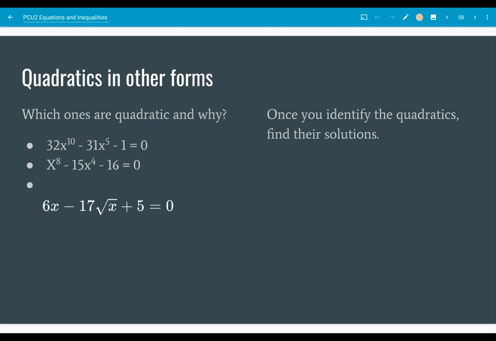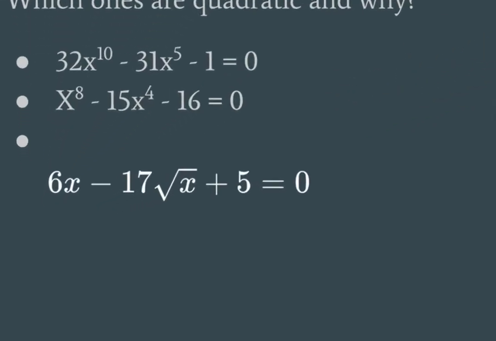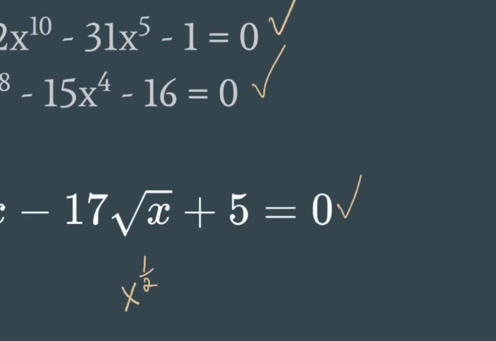This first one, 32x to the 10th minus 31x to the 5th minus 1 equals 0. We check, does it have a 2 to 1 ratio? Well, 5 times 2 gives us 10, so it does. Let's check the next one. 4 times 2 is 8, so that's true. This next one is tricky because this is technically x, and we can also write it as x to the 1/2, rational exponents. So this one also is quadratic. Let's look at some solutions, how we would do this.